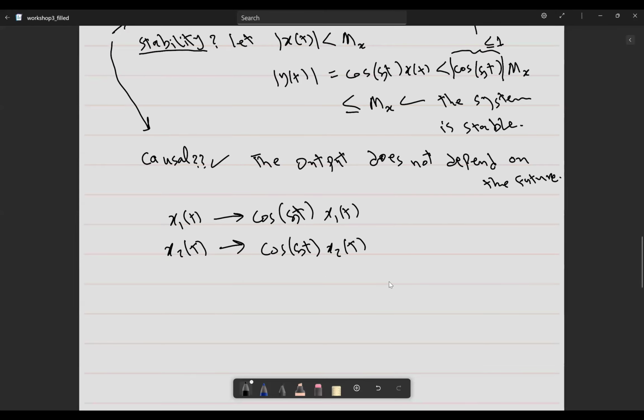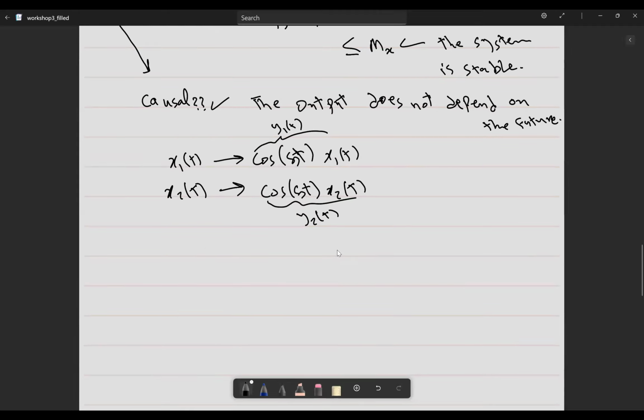So for the linearity, we have two inputs and we have their outputs. We'll call this one y1t and this one y2t. Now, if we construct a new input, we'll call it xt, which is just a linear combination of those two inputs, alpha x1t plus beta x2t. We will use this new signal as an input to this system, and we'll check what the output will be.